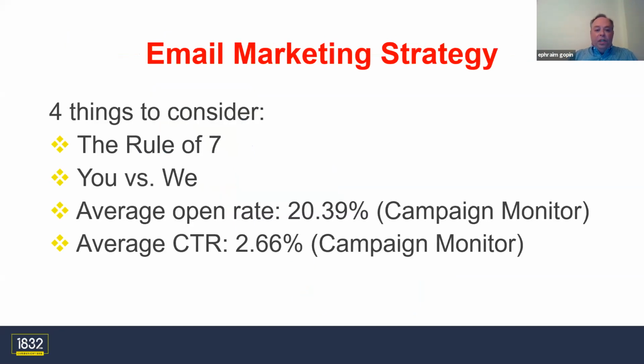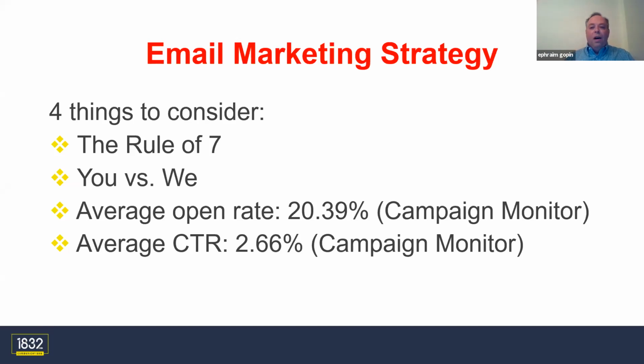As far as strategy, I want to point out 4 things that you should consider for your email marketing. The first is the rule of 7. That comes from the world of e-commerce. It takes a customer 7 touch points before they decide to consider buying your product.